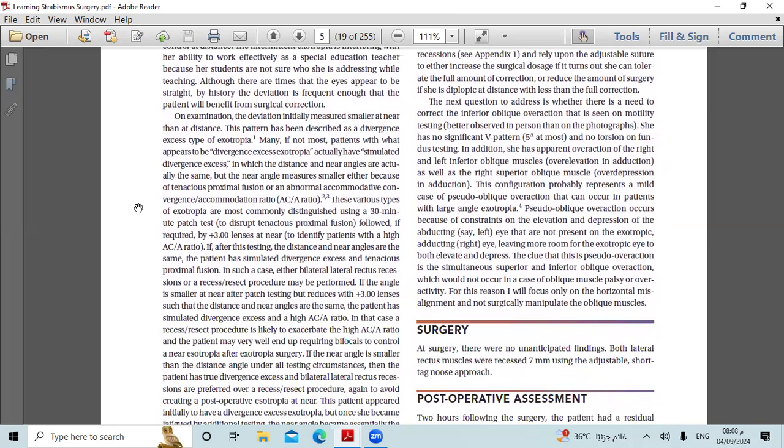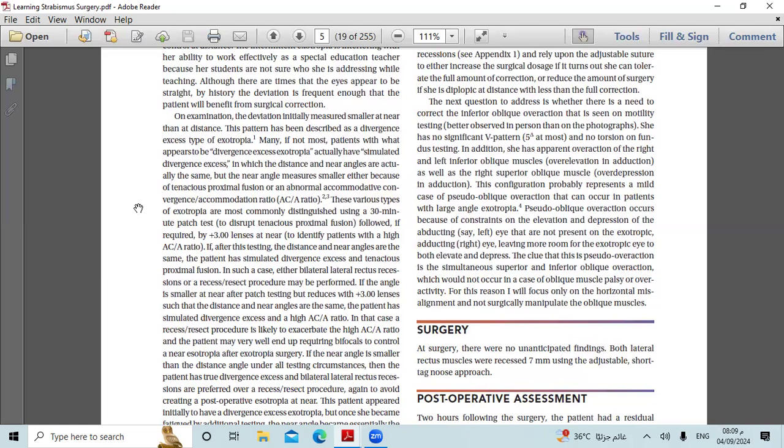On examination, the deviation initially measured smaller at near than at distance. This pattern has been described as a divergence axis type of exotropia. Many, if not most, patients with what appears to be divergence axis exotropia actually have simulated divergence axis, in which the distance and the near angles are actually the same, but the near angle measures smaller, either because of tenacious proximal fusion or an abnormal accommodative convergence to accommodation ratio, the ACA ratio.